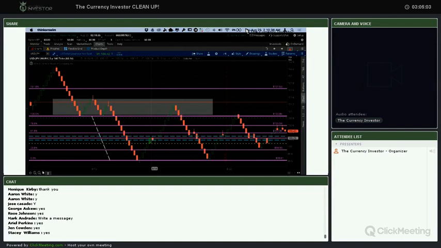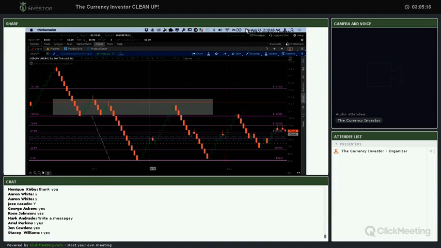So at this point now, think about it. This is the area right here. Let's map this out. Let me show you exactly what I'm talking about.